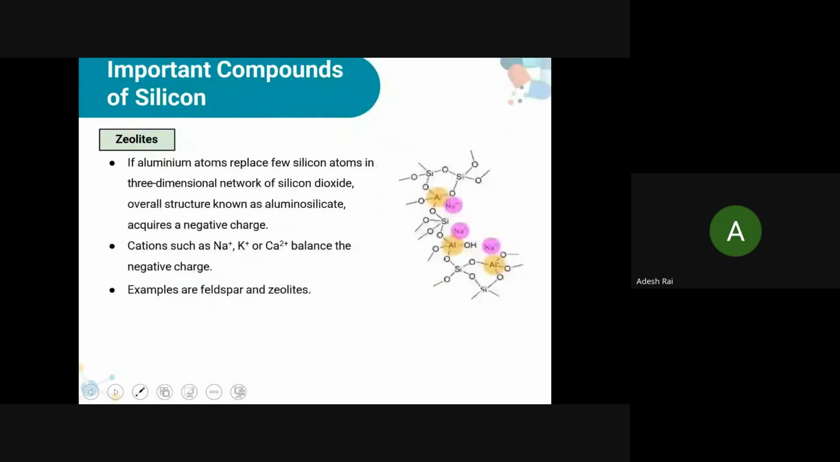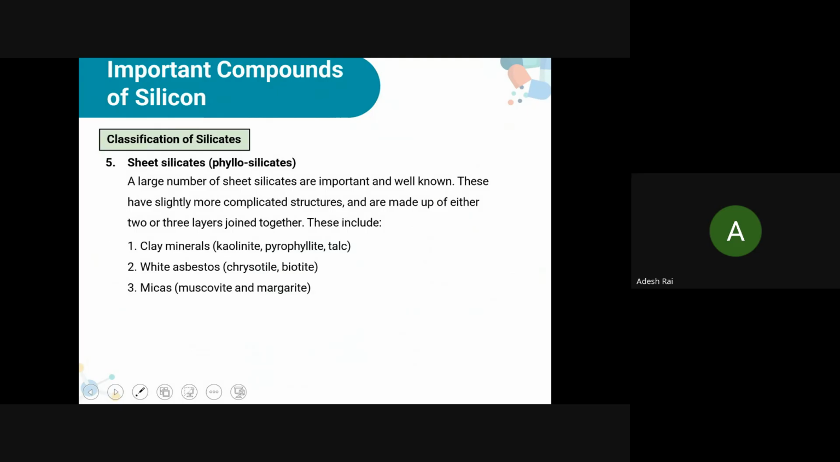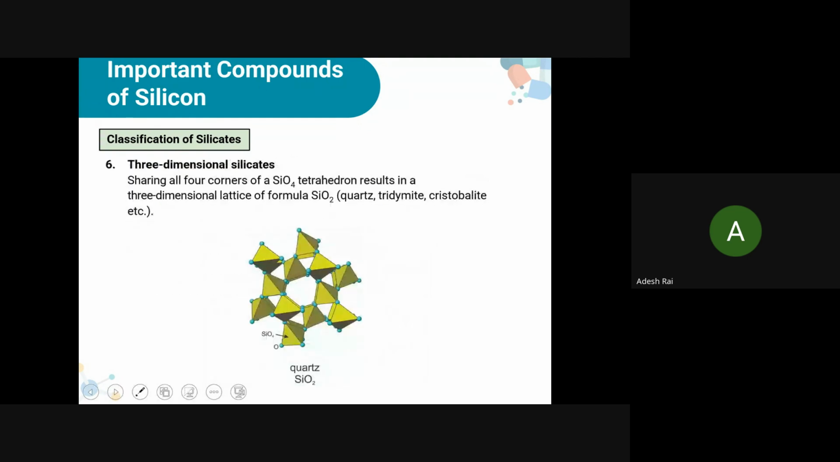Now, if you go for classification, zeolite and feldspar are examples of 3D silicates, whereas mica and asbestos are examples of sheet silicates. So therefore, you can't use the structural unit. You have to go for their basic structural unit, which is SiO4 4 minus.